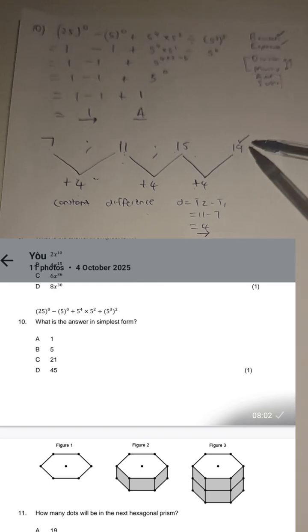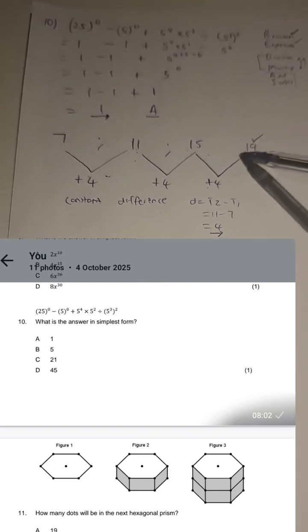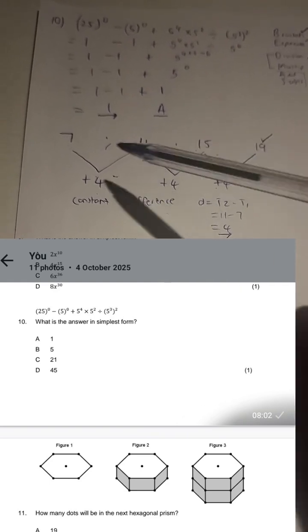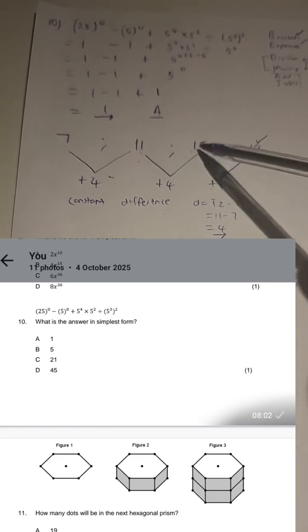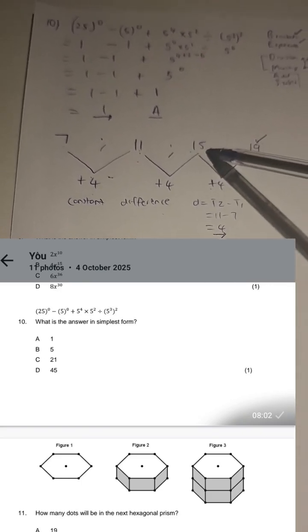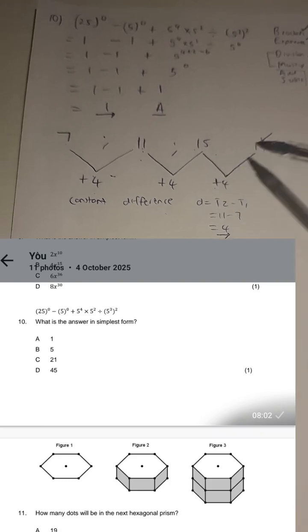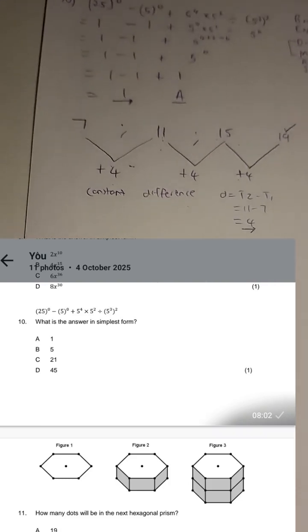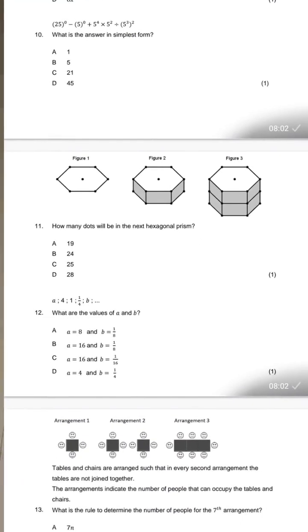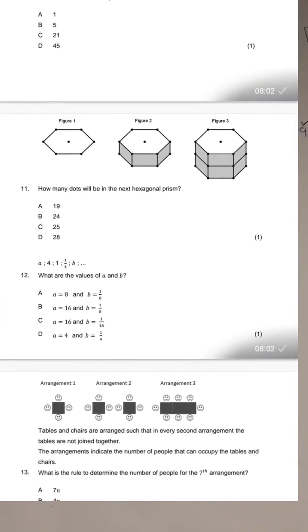So to get the 4th term, how many dots are in the 4th figure? The constant difference that we have, which is 4, we continue adding to the 3rd term so that we get the 4th term. So therefore the 4th figure will have 19 dots, and our option based on the multiple choice is option A. Clear? I hope it's clear. Let's go to the next question.